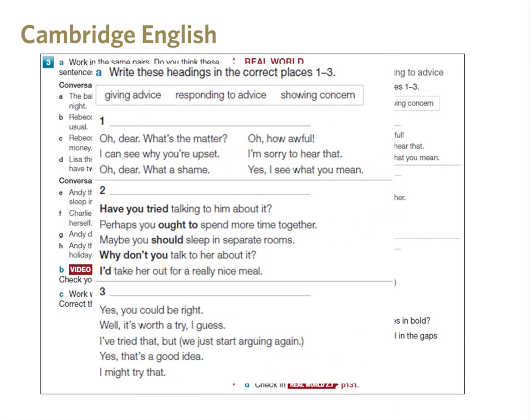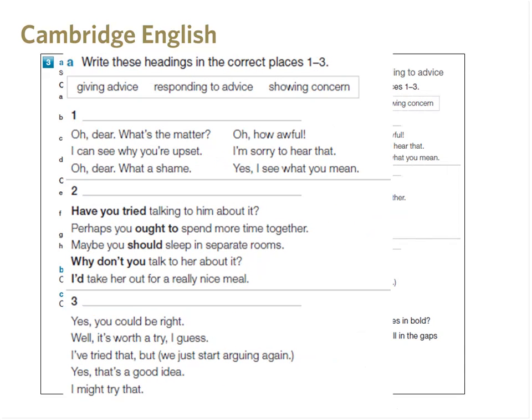Then in the real world box, we pick out the bits of language which are the functional language for the lesson. So the first set, and they have to decide which sections of language give advice, respond to advice, and show concern. So the showing concern phrases like, oh dear, what's the matter? And the giving advice, have you tried talking to him about it? Then the responding to advice, yes, you could be, you're right. Well, it's worth a try, I guess, etc. So picking out very natural language that you'd use for giving and responding to advice.